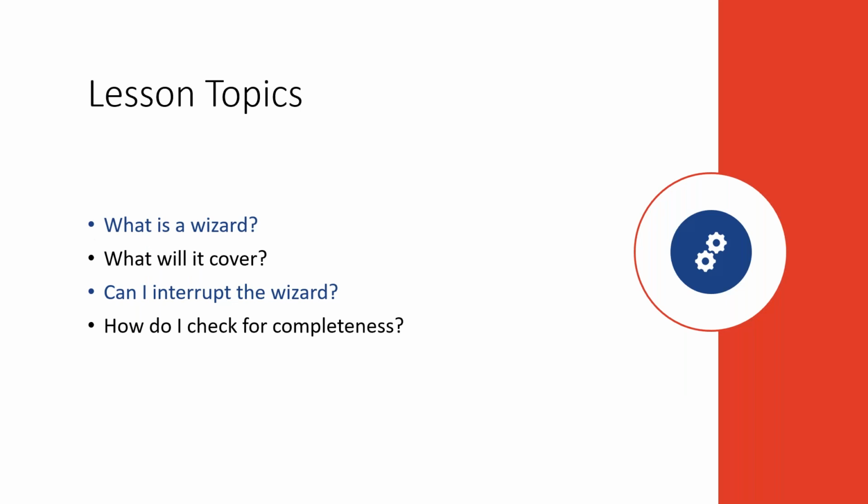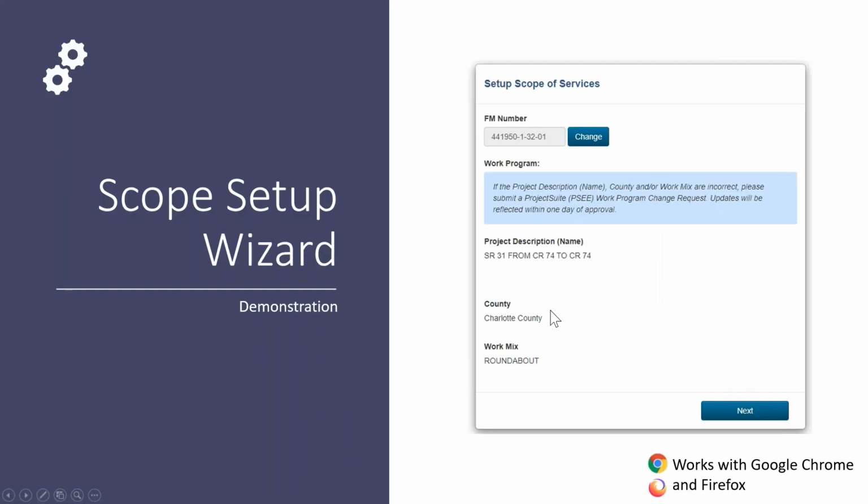Questions that we're trying to answer during this demonstration are: what is a wizard? What do we mean by that term? What does it cover within the scope of service? And can I stop while I'm in the middle of it? If I need to go get a phone call or something like that, can I stop and come back later? And how do I check for completeness? How do I know when I'm done? We'll be covering all those in a demonstration of the wizard.